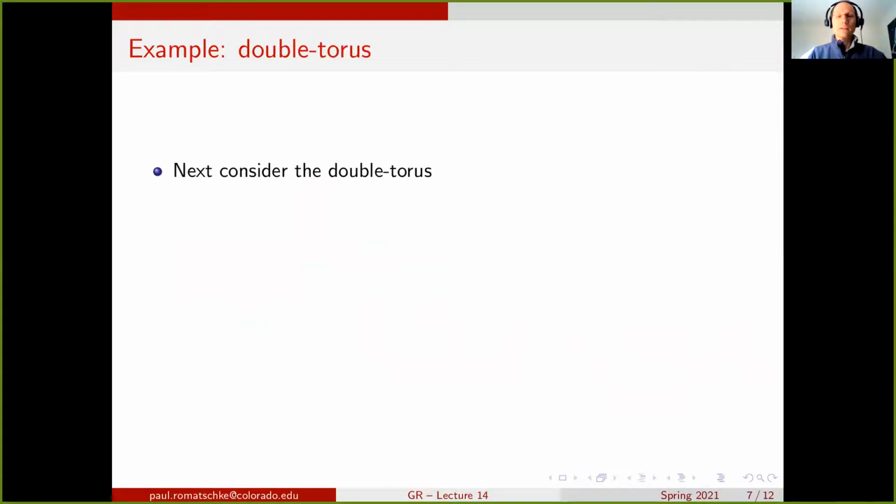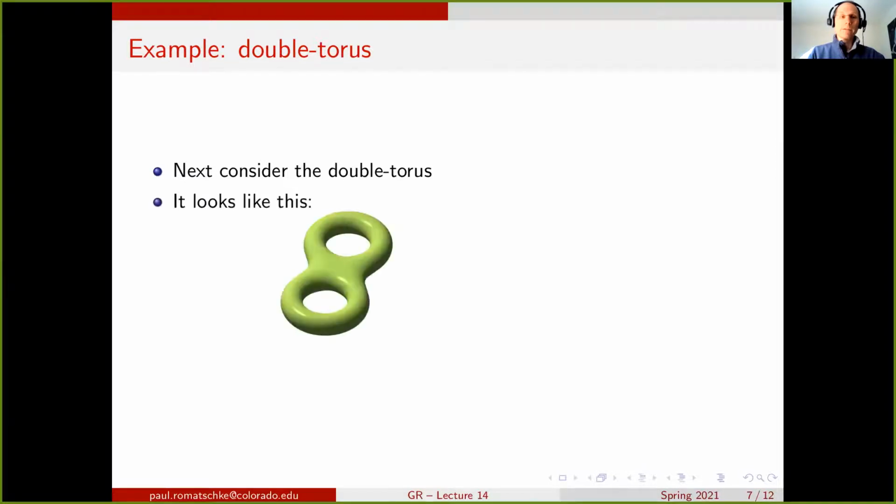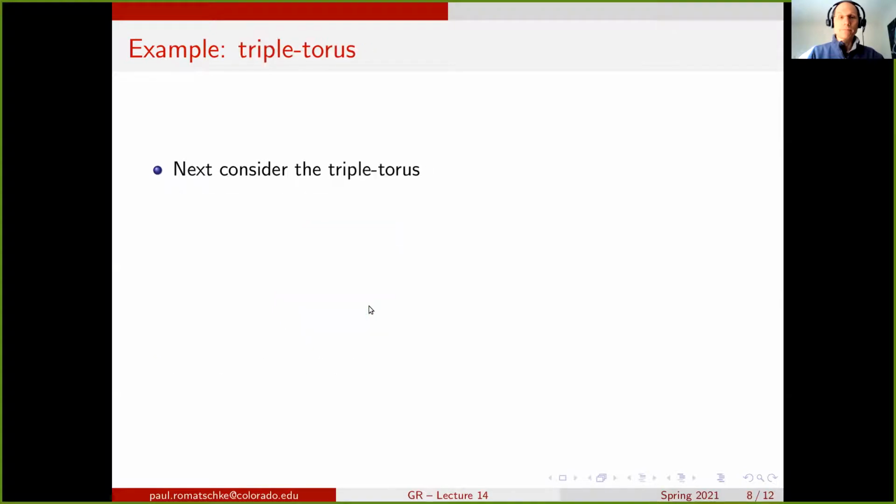Anyways, now let's consider genus 2 surfaces or manifolds. That example that we have is, for instance, the double torus or two-holed torus. It sort of looks like this. So it has two holes and is otherwise shaped as two rings glued together. The double torus is genus 2 because it has two holes, so that's obvious. And we can consider further generalizations of this.